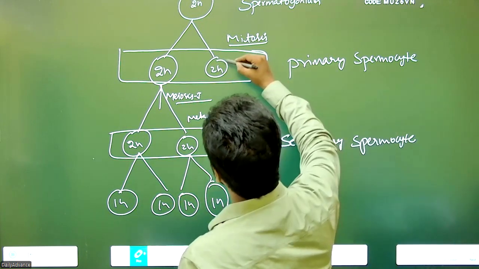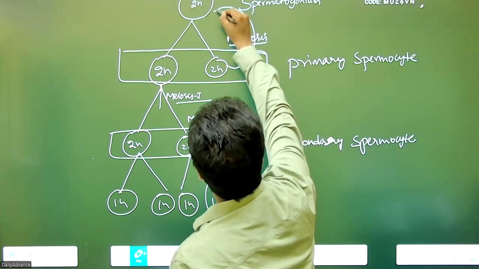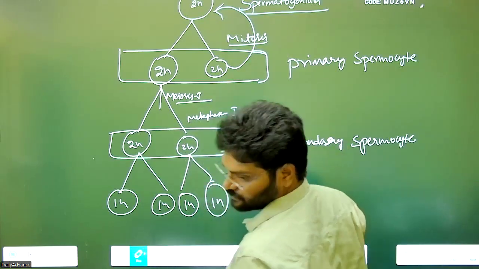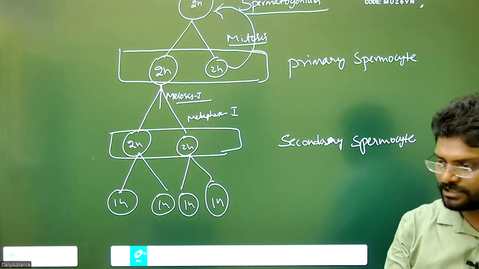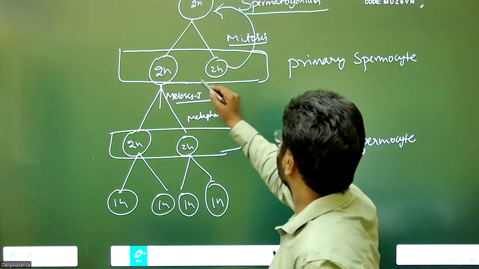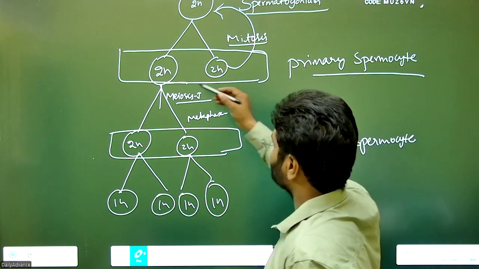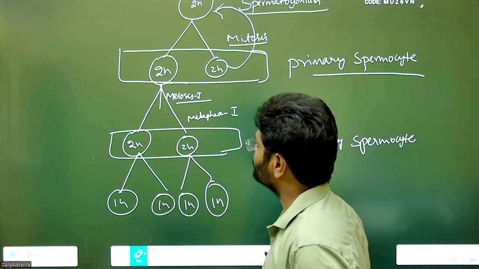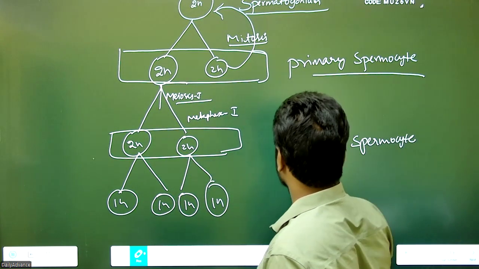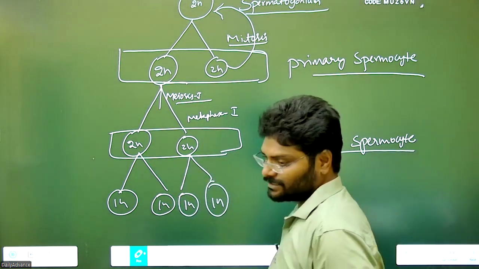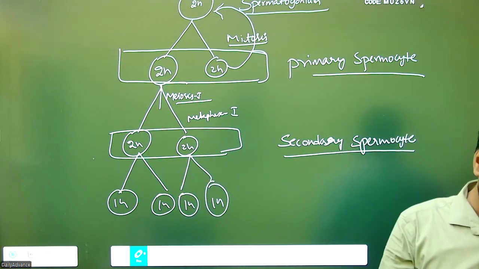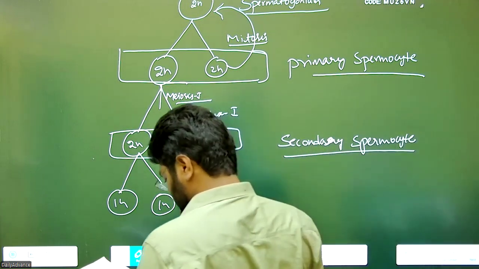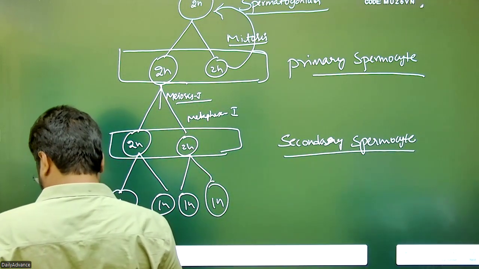What happened? One acts again as a spermatogonium and one acts as a primary spermatocyte. The primary spermatocyte, after entering meiosis one, metaphase one, gives rise to the secondary spermatocyte, and finally it produces four daughter cells. These four daughter cells we call spermatozoa.